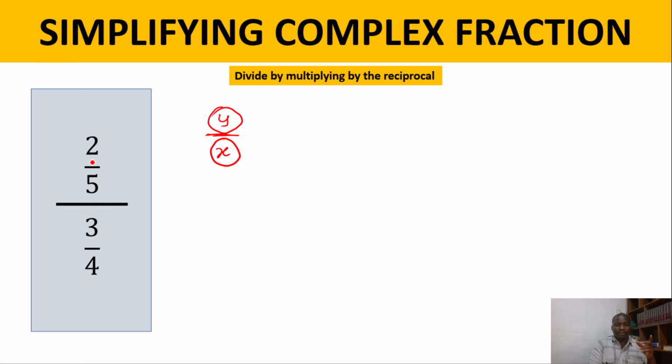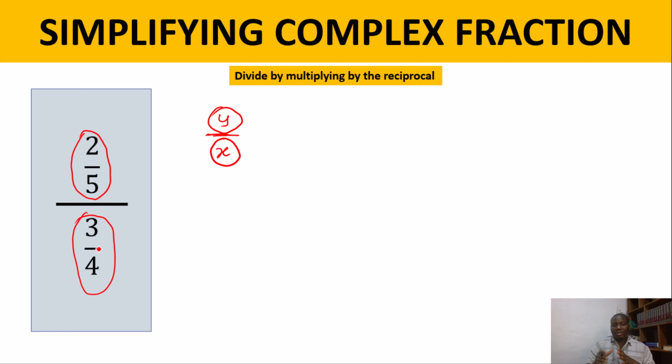Like in the case here, we have 2 over 5, which itself is a fraction. We have 3 over 4, which is also a fraction. Now, the numerator of this complex fraction is 2 over 5, which is a fraction. The denominator is 3 over 4, which is a fraction. Then how do we simplify it?